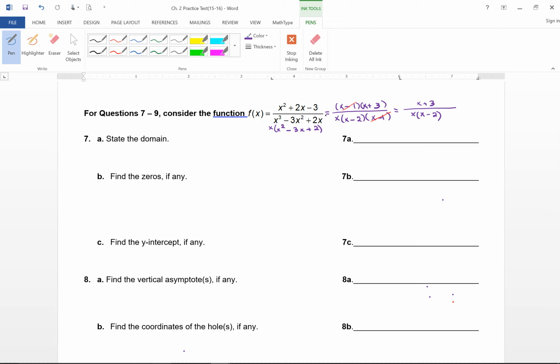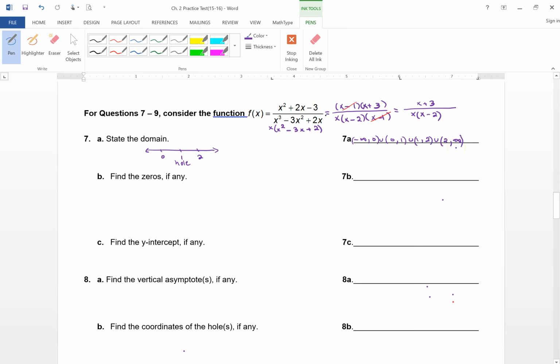All right, state the domain. So for the domain, we're going to go into this step, right? X cannot be 0, it cannot be 2, it cannot be 1. So our problem points are 0, 1, and 2. We already established that there's a hole here, but still, it's a problem point. So my domain is negative infinity to 0, 0 to 1, 1 to 2, 2 to infinity.